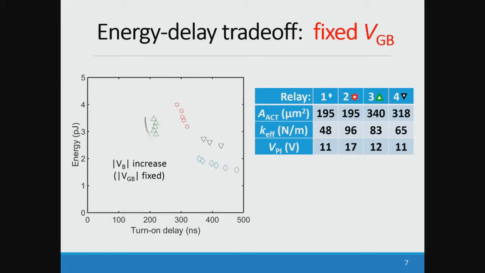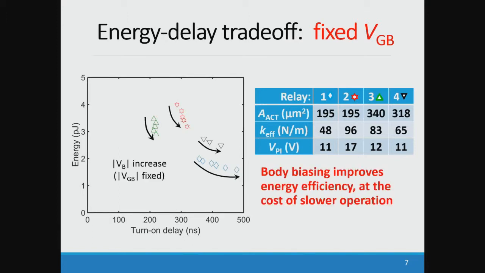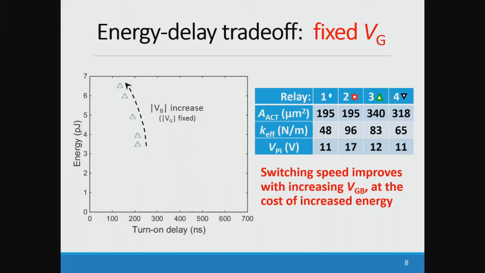What we observe is that when we increase the body bias voltage while keeping VGB fixed, that means we decrease the gate voltage at the same time that we increase the body bias voltage, we always observe a decrease of the energy, but also an increase of the turn-on delay. So body biasing improves the energy efficiency of the relay, but this is made at the cost of a slower operation.